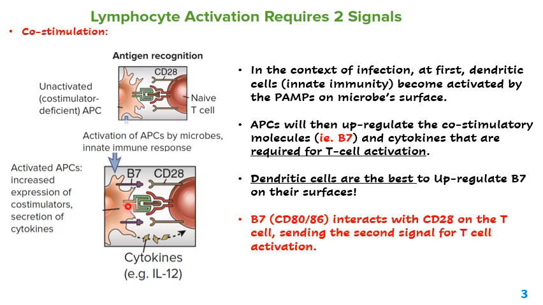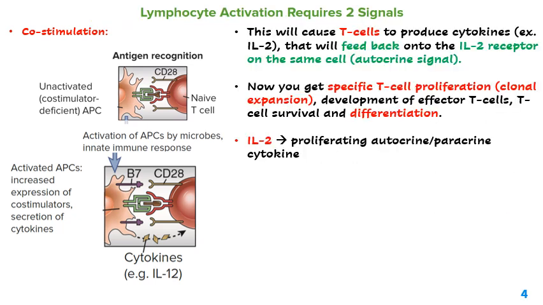So here you have your first signal, and then here you're going to have the interaction for your second signal. Let me not get too complicated now, but let's think your B7 CD28 signal is a very important second signal that is going to tell your naive T cell to not be so naive. It's going to start activating it. All right, so let's see what happens here.